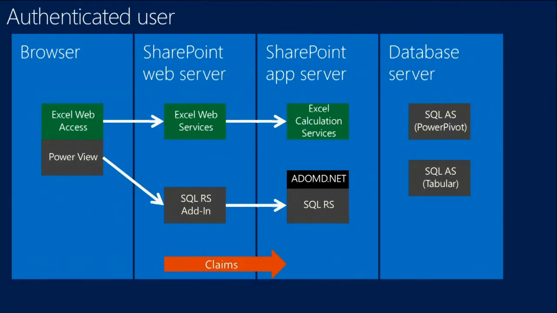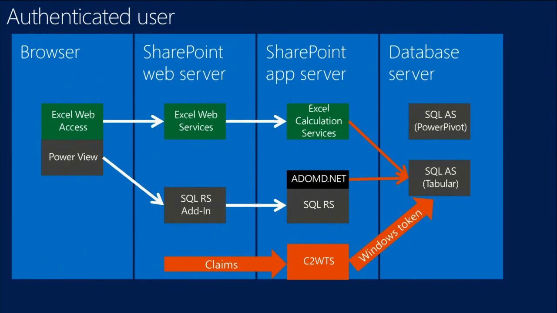Here's how it works with the authenticated user flow with a default option. We get the claims that identify the user logged into SharePoint coming in, and then we need to connect to Analysis Services. Analysis Services does not support claims. It only supports Windows authentication. So we need to give it somehow a Windows token. How do we convert the user's identity from a claims token to a Windows token?